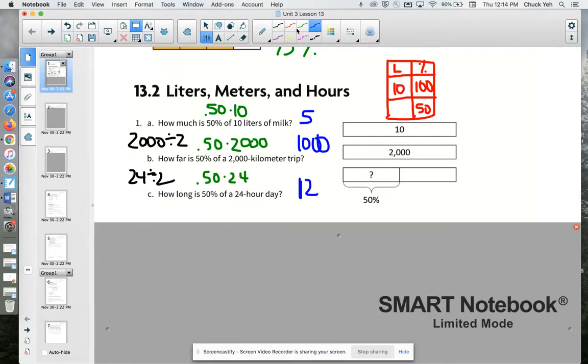And then again, you can still draw a double number line. I mean, you can still draw a table if that helps you. This is percent. This is hours. So 100% is 24. So 50% is what? We can cross multiply and divide, and then you get 12. All right?